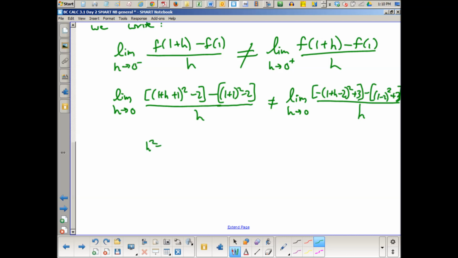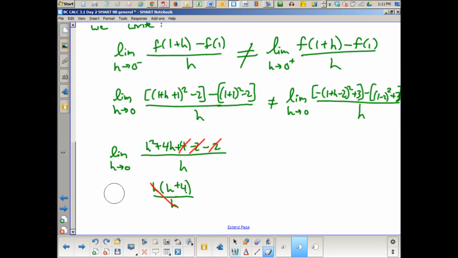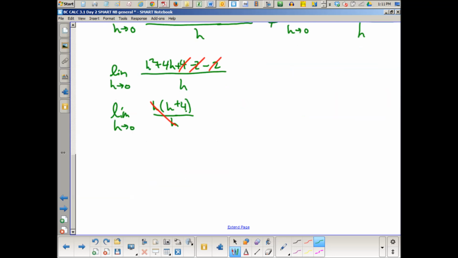You got to FOIL that, and it gives you h squared plus 4h plus 1 minus 2 minus 2, all over h. And then some stuff cancels out. This should say h squared plus 4h plus 4 minus 2 minus 2. Okay, so this cancels out, and you factor out an h. And then this reduces by division. Okay, so you plug in the remaining h's at 0, remember? Okay, so this just comes out to 4 on the left.